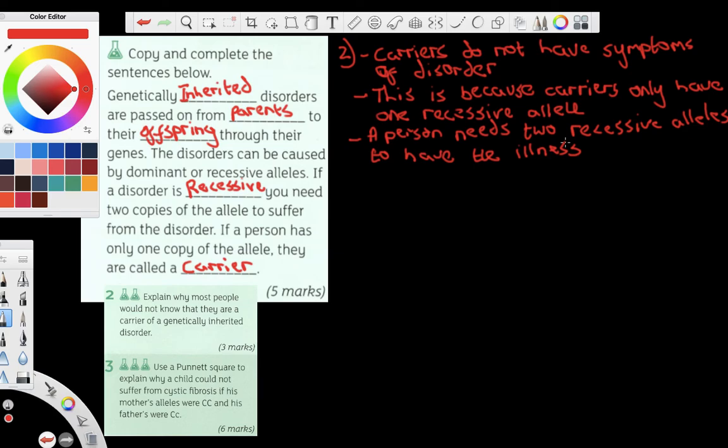Final one, question 3. Question 3 says, use a Punnett square to explain why a child could not suffer from cystic fibrosis if his mother's alleles were capital C, and his father's were that he was a carrier. So we can draw a Punnett square for this. It's asking you to draw a Punnett square. And it doesn't matter which way round you have the mother and the father, but I'm going to put the mother up here. So mother alleles, and we can put father's alleles.